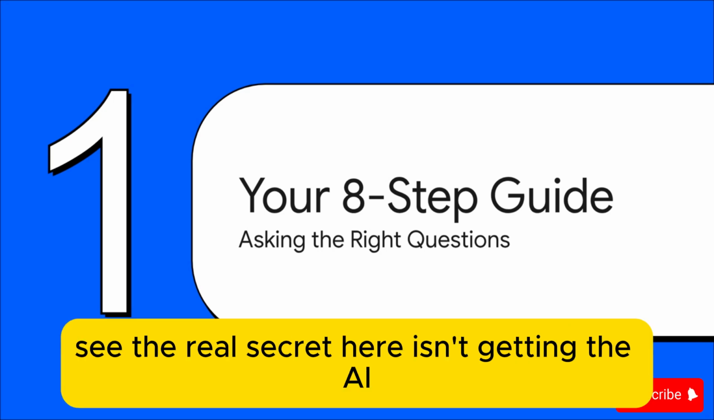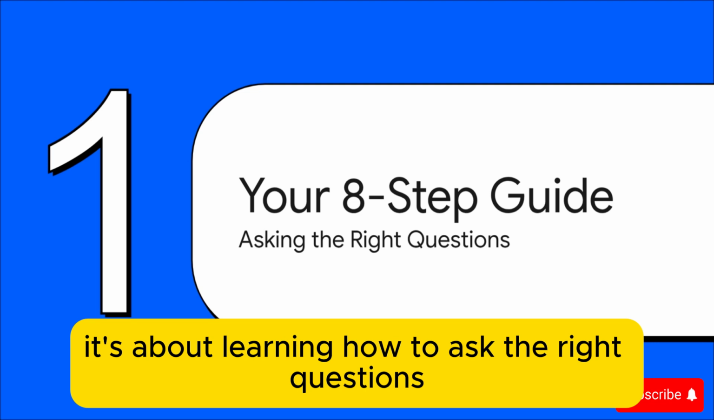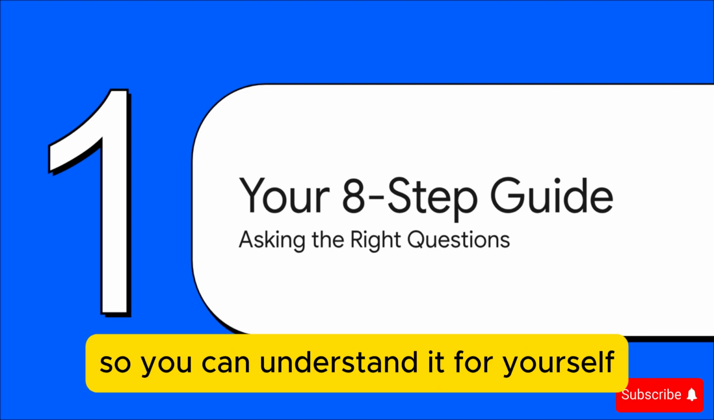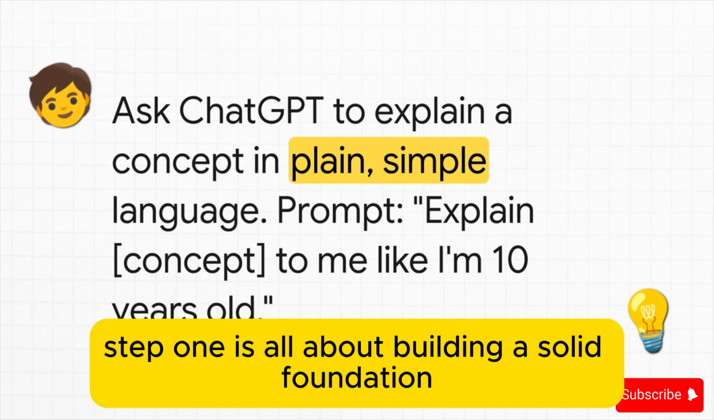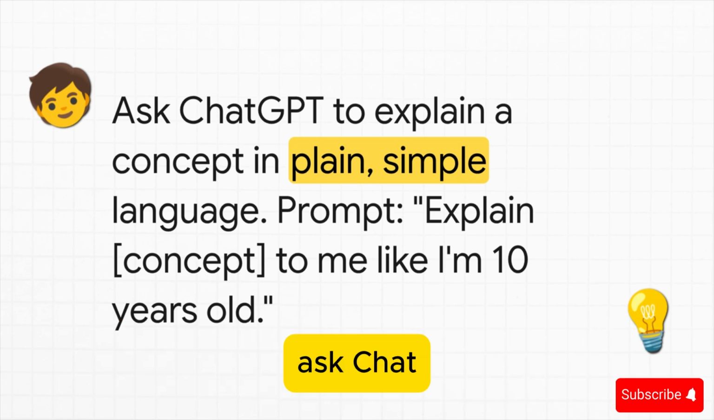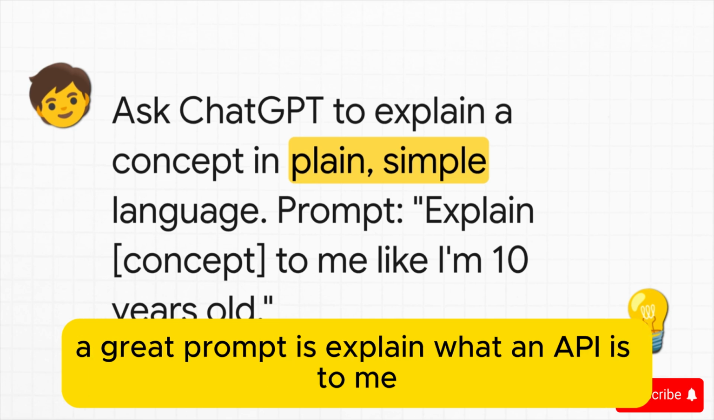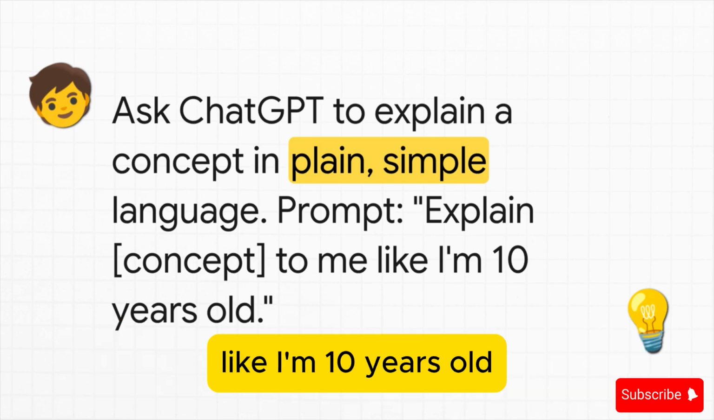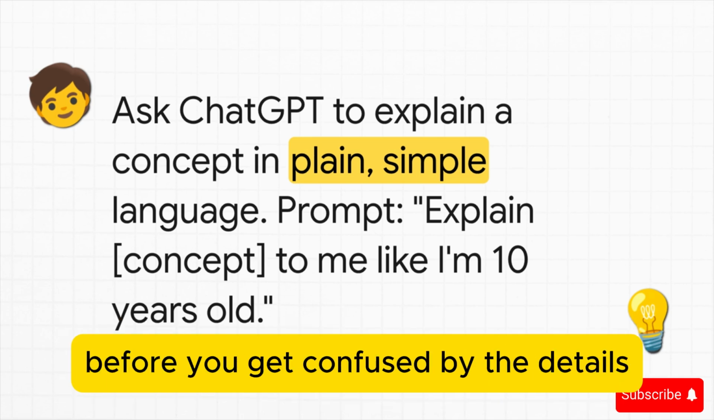See, the real secret here isn't getting the AI to write code for you. It's about learning how to ask the right questions so you can understand it for yourself. First things first, step 1 is all about building a solid foundation. Before you even think about code, ask ChatGPT to explain the big idea in really simple terms. A great prompt is, explain what an API is to me like I'm 10 years old. This makes sure you get the concept before you get confused by the details.